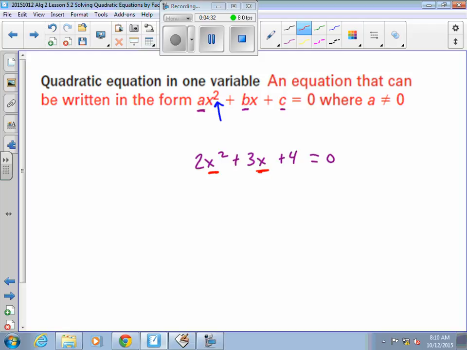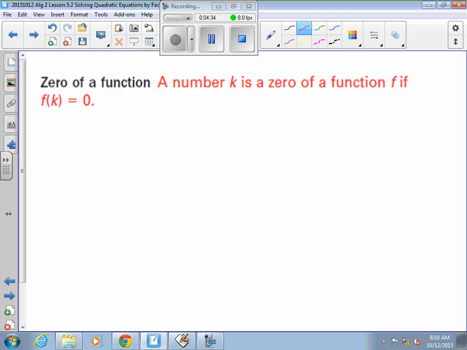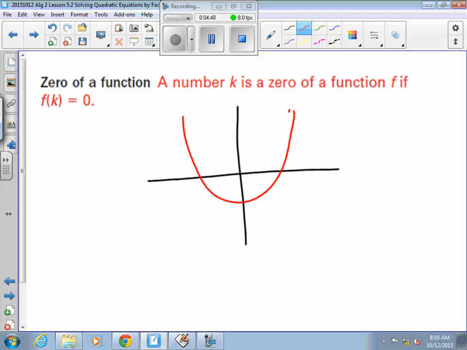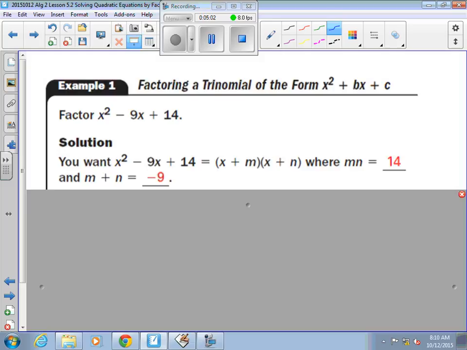We can solve something when it's in one variable. The zero of a function: a number k is a zero of a function f if f of k equals 0. This is what the zeros are. On your graph, and we talked about this last week, your zeros are the x-intercepts. It's when your y value is 0, it's where the graph crosses the x-axis. So those are your x values that make it equal zero, and we'll look more at that tomorrow.